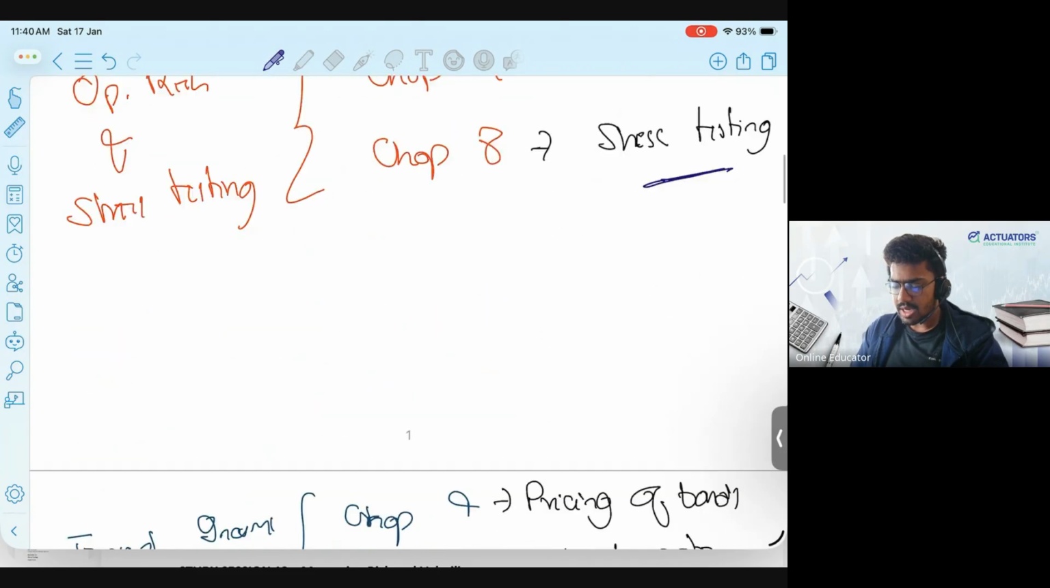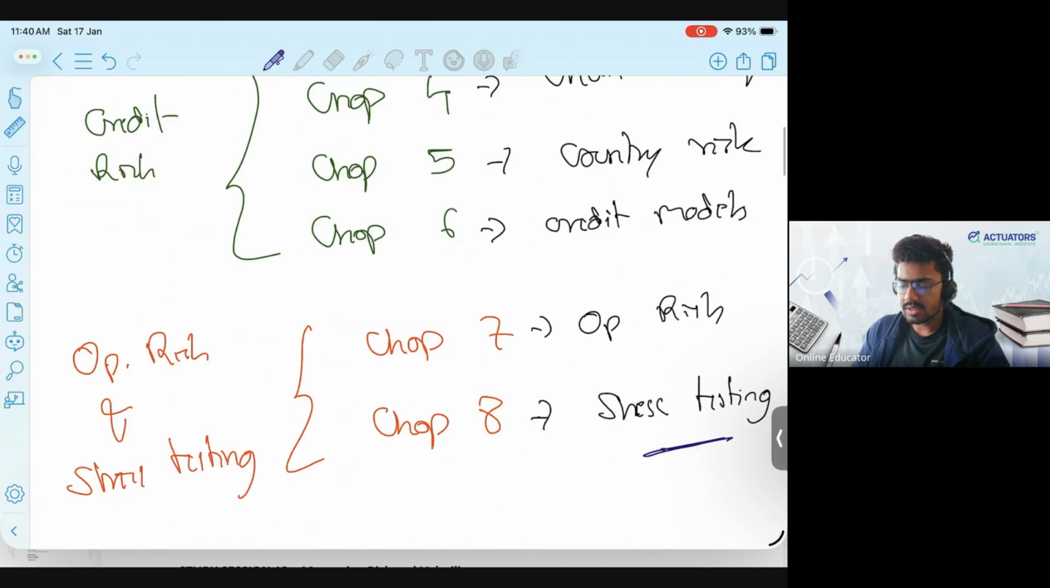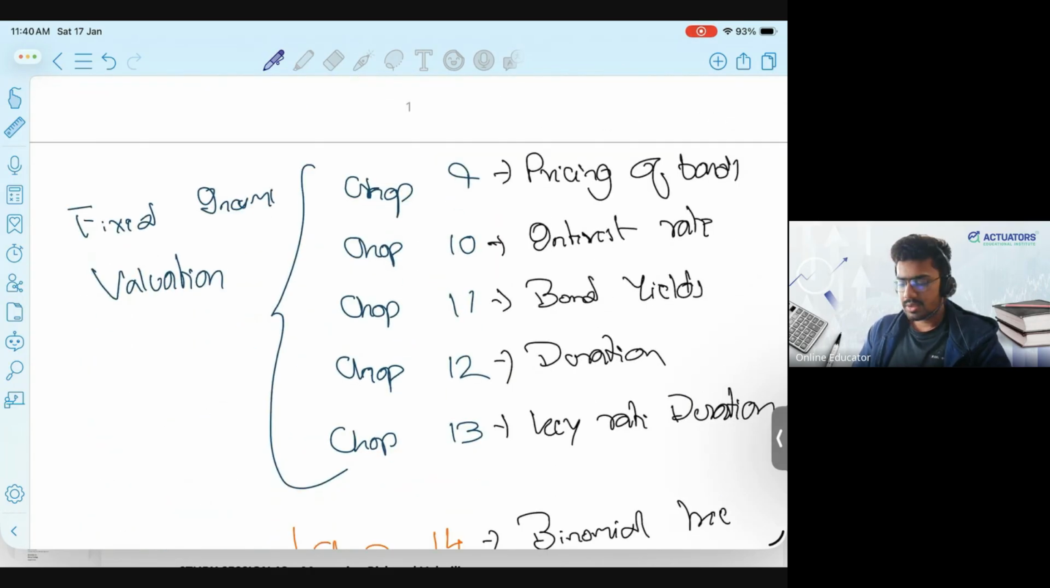Now, the fourth category is fixed income valuation. So we were talking more about models and risk models in the first part. Now we are into valuation. So fixed income. What do we mean by fixed income? Fixed income are securities which have a certain amount of income defined before the issue only.